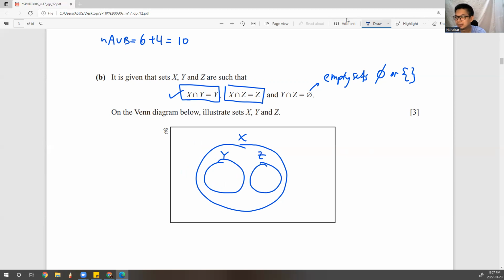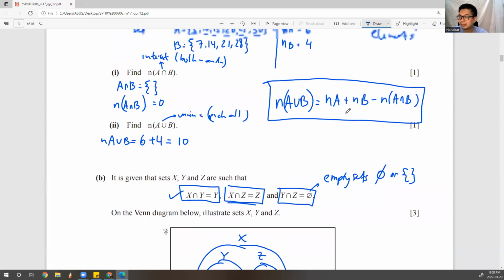Fixed nose, right? Okay, this is the illustration of sets X, Y, and Z. As we know, X intersect Y is Y, the whole of Y is inside X. X intersect Z is Z itself, so it is a whole thing inside. It's the same. And Y intersect Z is 0, nothing. So they are exclusive. So you need to split the Y and Z. They have no connection. Okay.